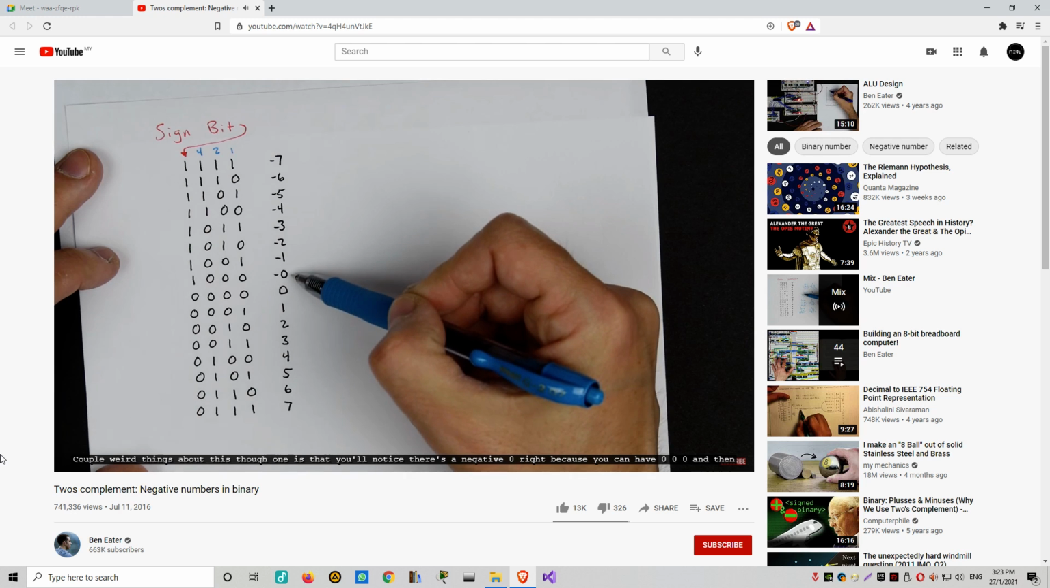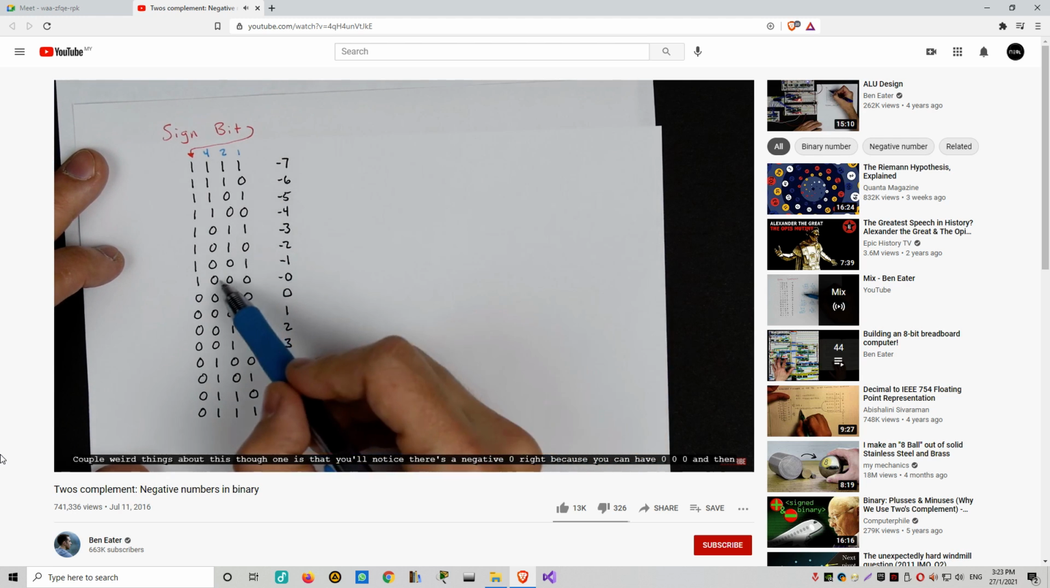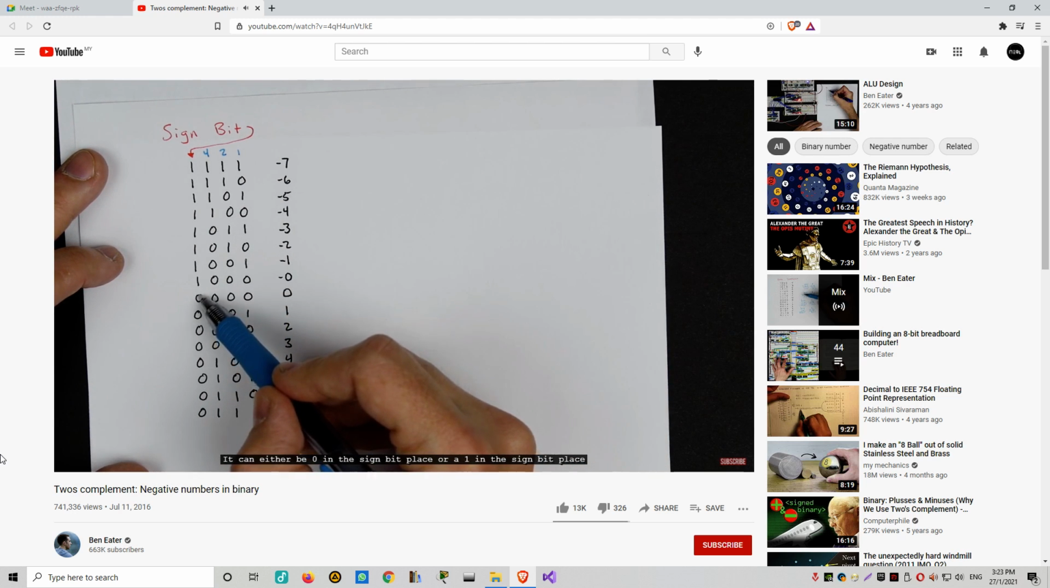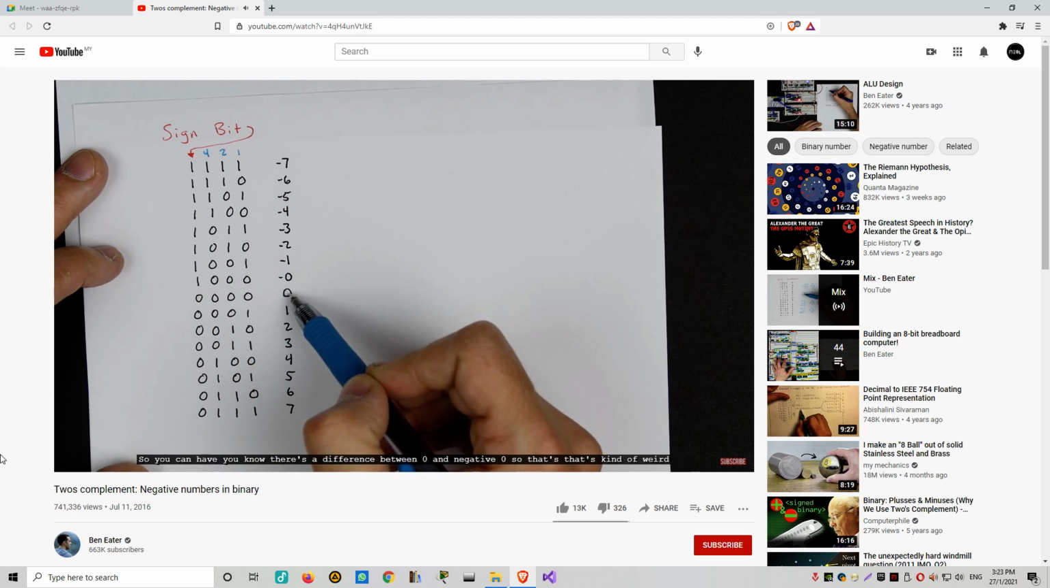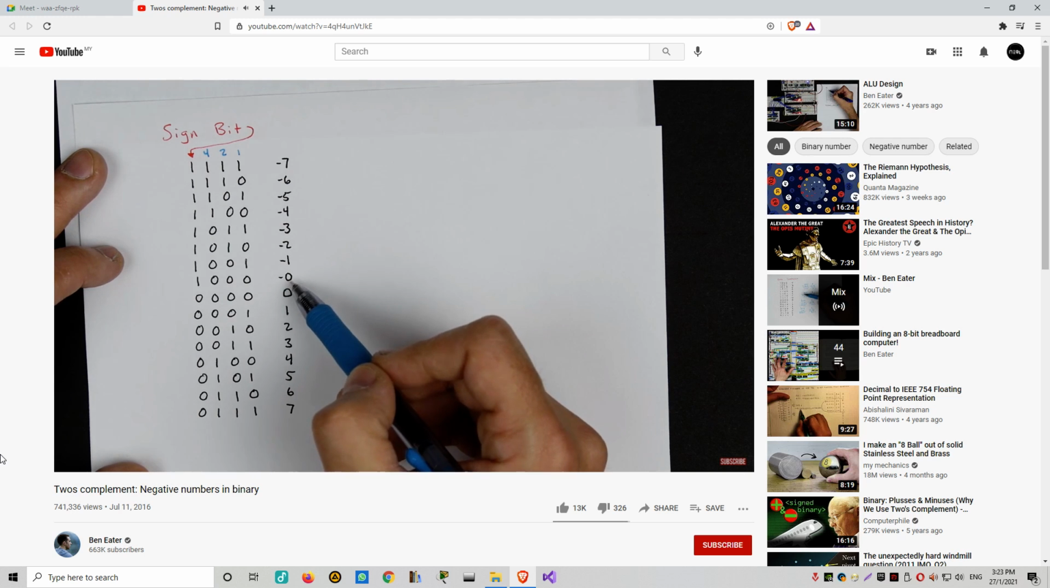A couple weird things about this, though. One is that you'll notice there's a negative 0, right? Because you can have 0, 0, 0, and then it can either be a 0 in the sign bit place or a 1 in the sign bit place. So there's a difference between 0 and negative 0. So that's kind of weird.